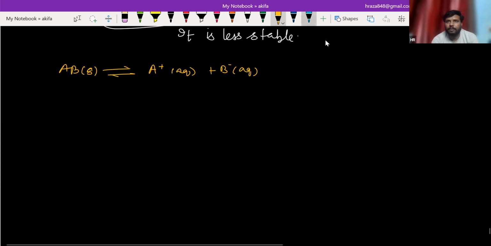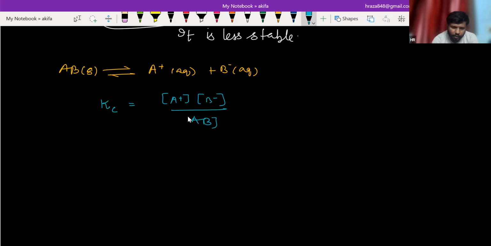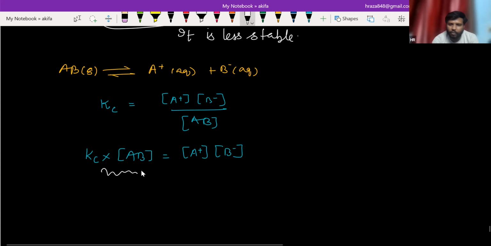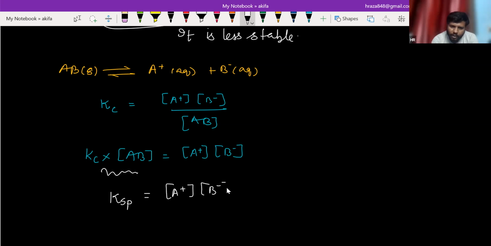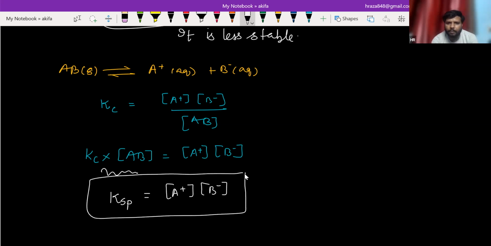Now we write the expression of Kc. That will be equal to A plus into B minus upon AB. And also I can write Kc into AB will be equal to A plus into B minus. This Kc into AB, which is a constant, is known as KSP. KSP will be equal to A plus into B minus. So how are we going to define KSP? KSP is the product.